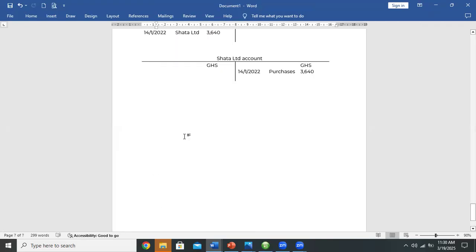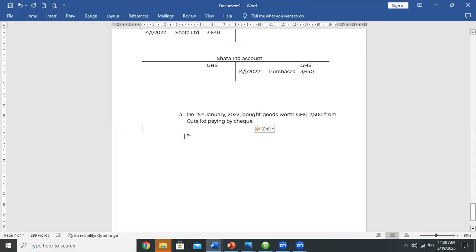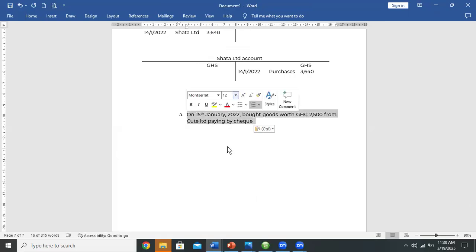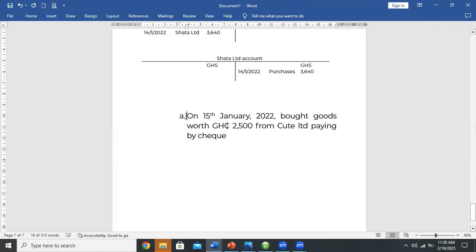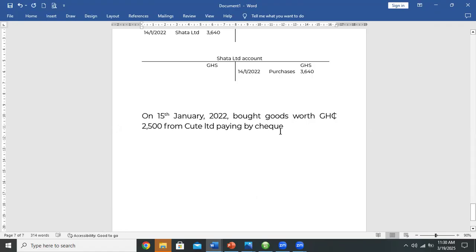Now let's look at the last one here, which says on 15th January, bought goods worth 2,500 from Cute Limited, paying by check. So we purchased the goods and we paid by check. So my professors, tell me, what is the effect? Increase in what and decrease in what?